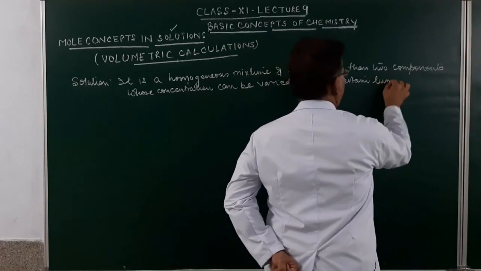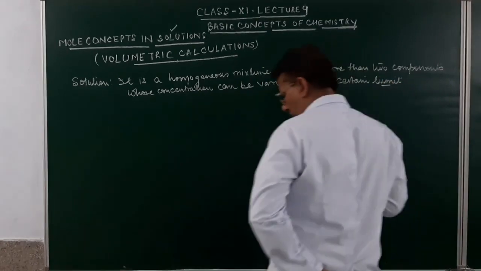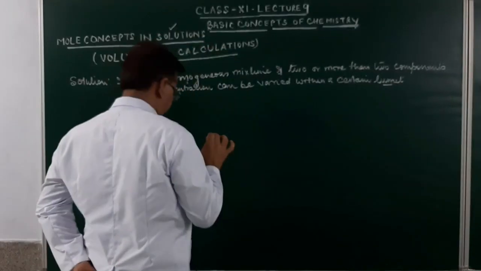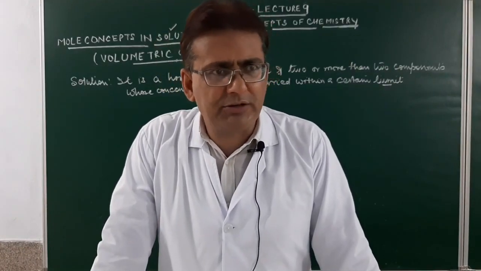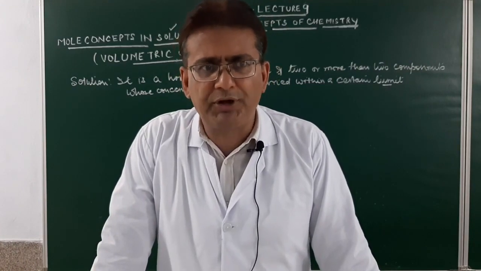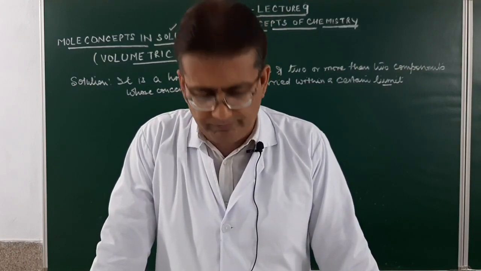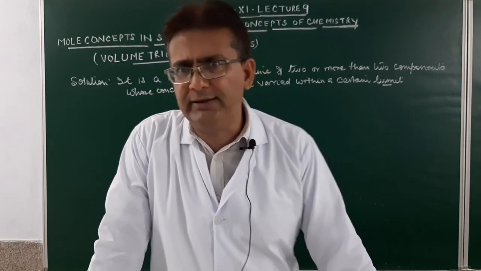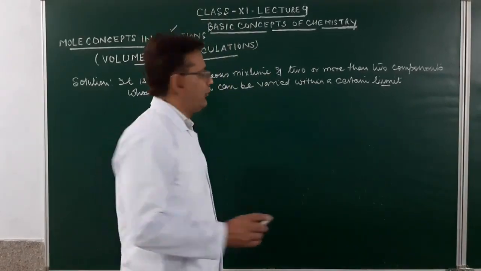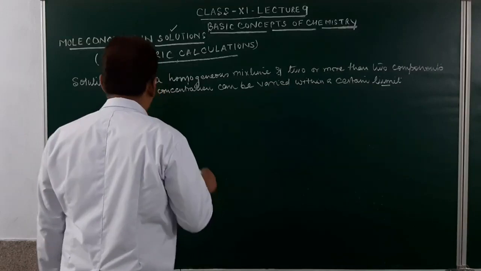So it is a homogeneous mixture of two or more than two components whose composition can be varied within a certain limit. Remember, if a solution consists of only two components, it is called a binary solution. If it contains three components, it is called a ternary solution. If it contains four components, it is called a quaternary solution. In our class 11th and 12th syllabus, we have binary solutions. A binary solution has two components.